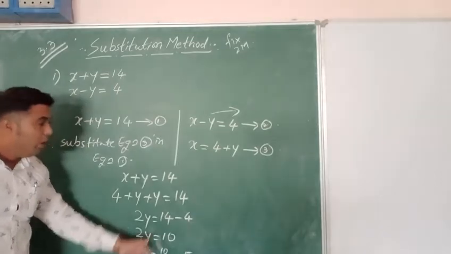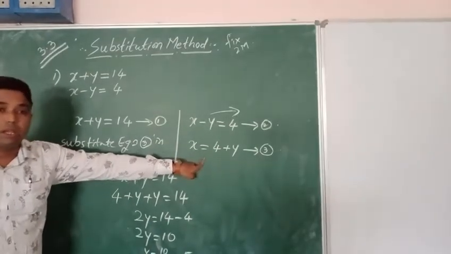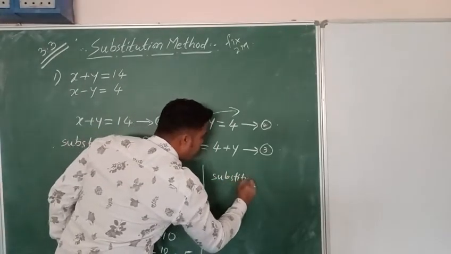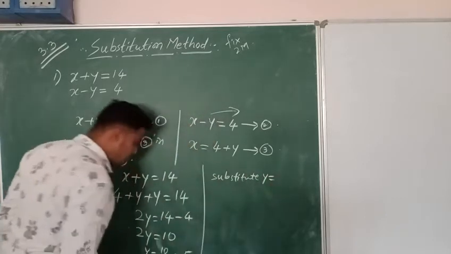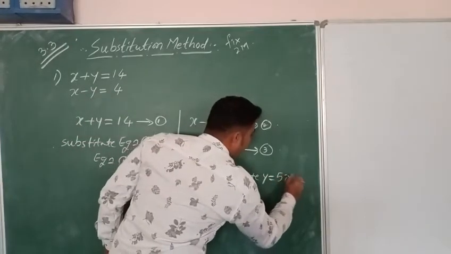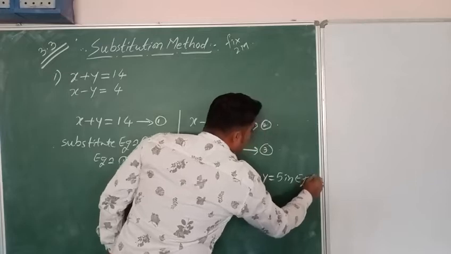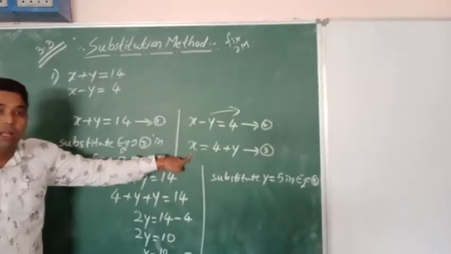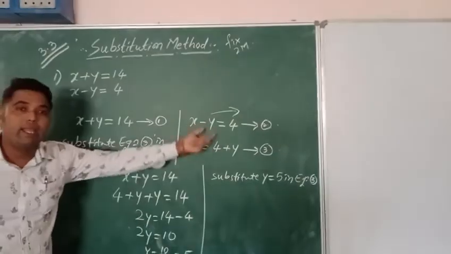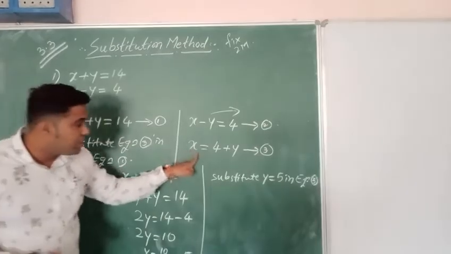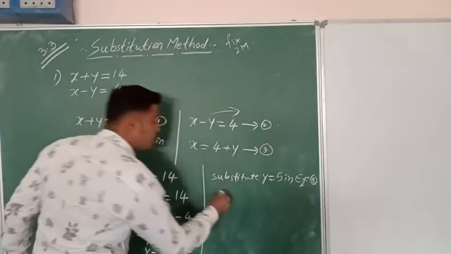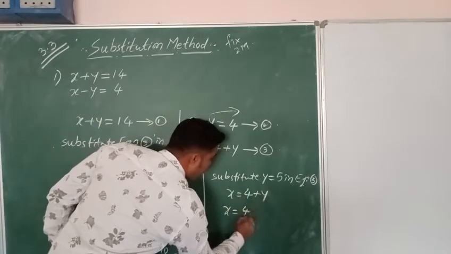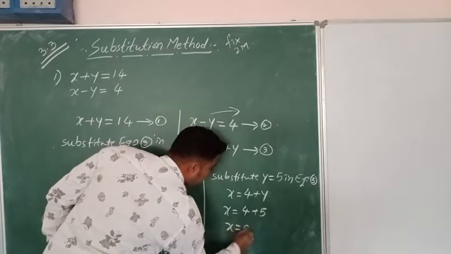In the same way, this value we have to resubstitute in equation number 3 to get x. So here I write: substitute y equals 5 in equation 3. You can substitute in any of the equations, but this is the one where you get x directly. If you substitute here, you get x directly. If you substitute in the other, again you have to solve further for it. So it is better to substitute in the one which directly gives us x. So x equals 4 plus y. Therefore, x equals 9.